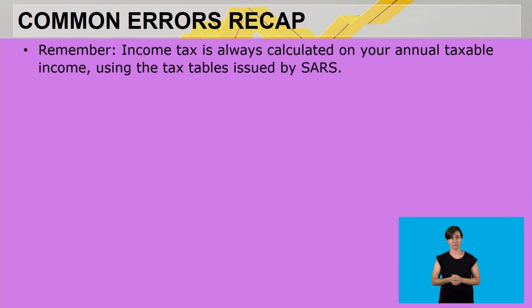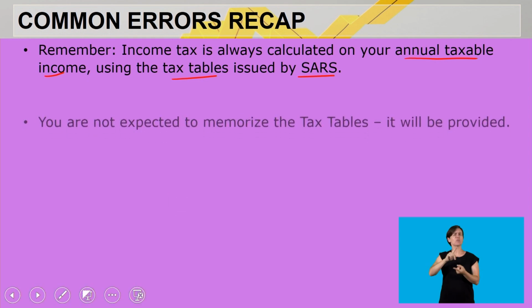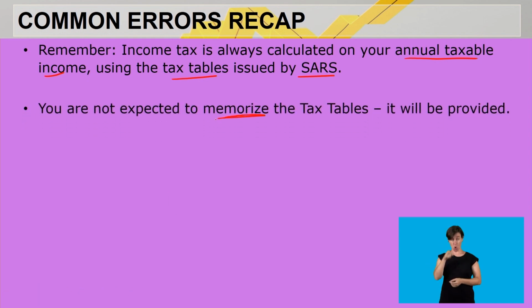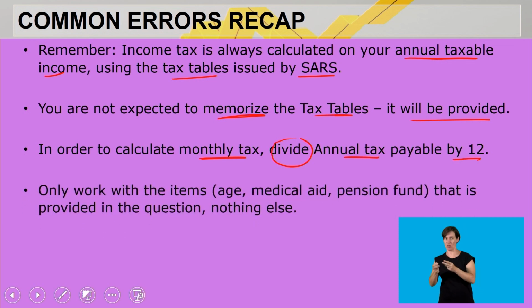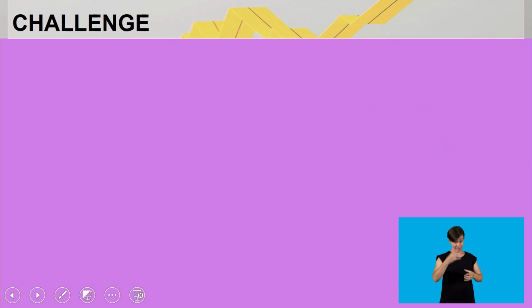Right, guys, and just a few pointers that I want to share with you. Remember, income tax is always calculated on the annual taxable income using the tax tables issued by SARS. Also, you are not expected, right, to memorize these tax tables. Guys, it will be way too much. This will be provided to you. Then in order to calculate your monthly tax, remember, divide your annual tax by 12. Now, I've also listed here that you only work with the items, your age, medical aid, pension fund, that is provided in the specific question, nothing else, right? You work with what is given to you.